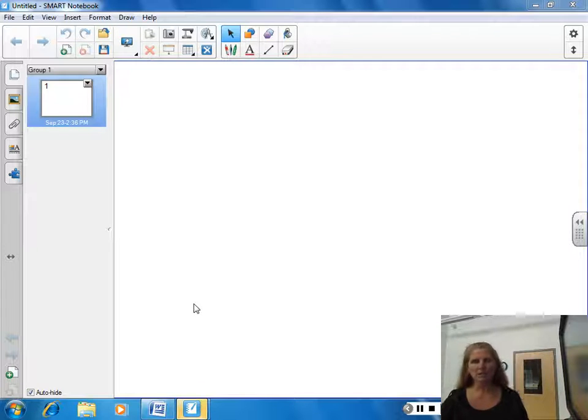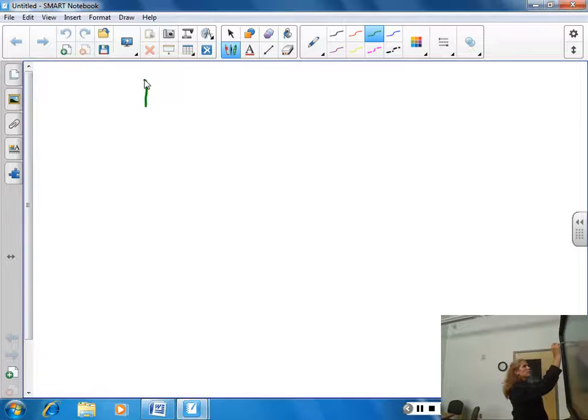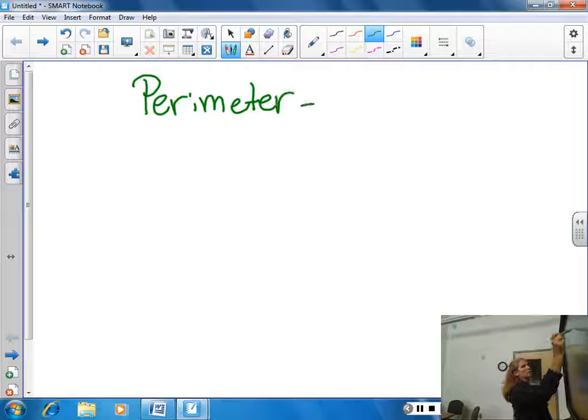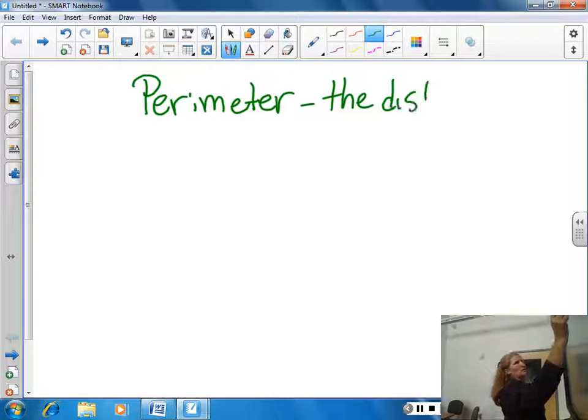Let's talk about the idea of what perimeter is and what area is first. Perimeter is the distance around an object.